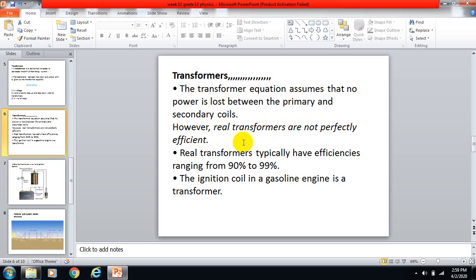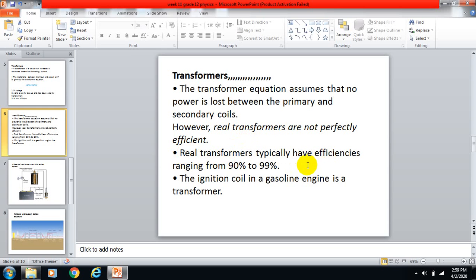Real transformers are not perfectly efficient. There is no device, such as an engine or any mechanical device, that has 100% efficiency; some loss must always be there. Whenever you study AC, alternating current, and resistance, remember this: whenever resistance and voltage are present, V is equal to IR, so the current loss must be there.